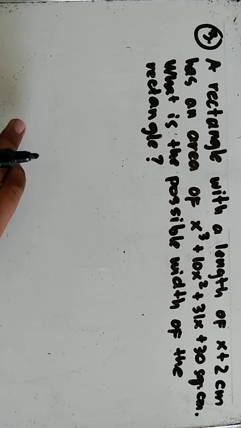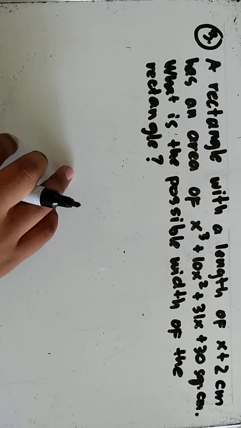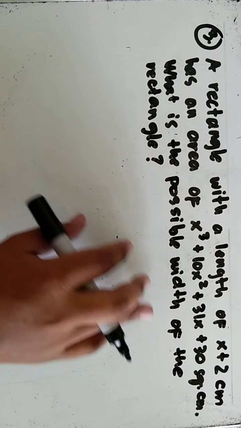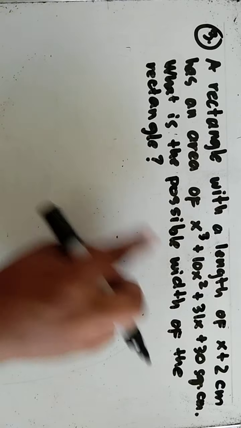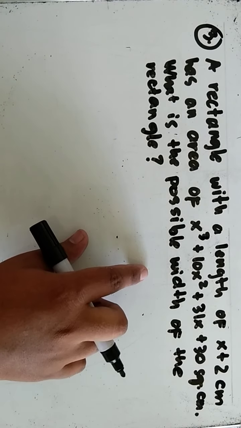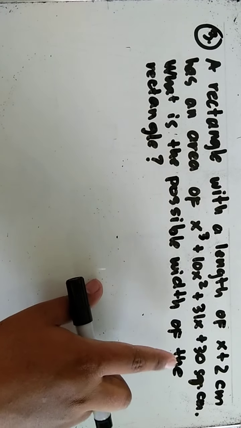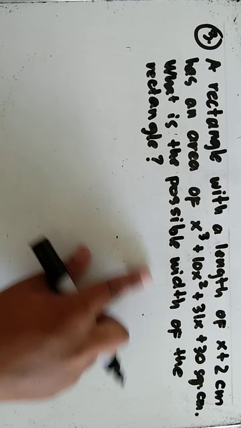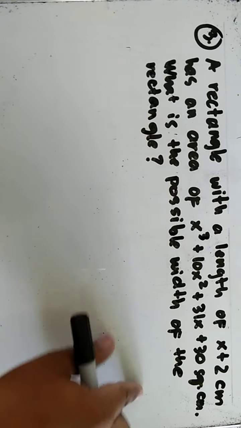Okay, so for problem number 3, ang nakasulat dyan, a rectangle with a length of x plus 2 cm has an area of x cubed plus 10x squared plus 31x plus 30 square centimeters. So, what is the possible width of the rectangle?